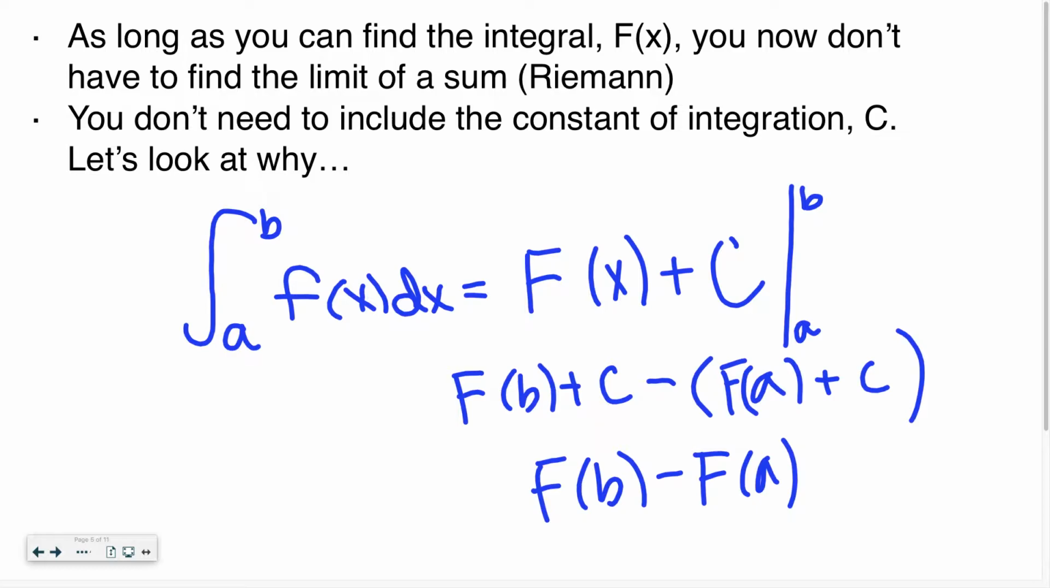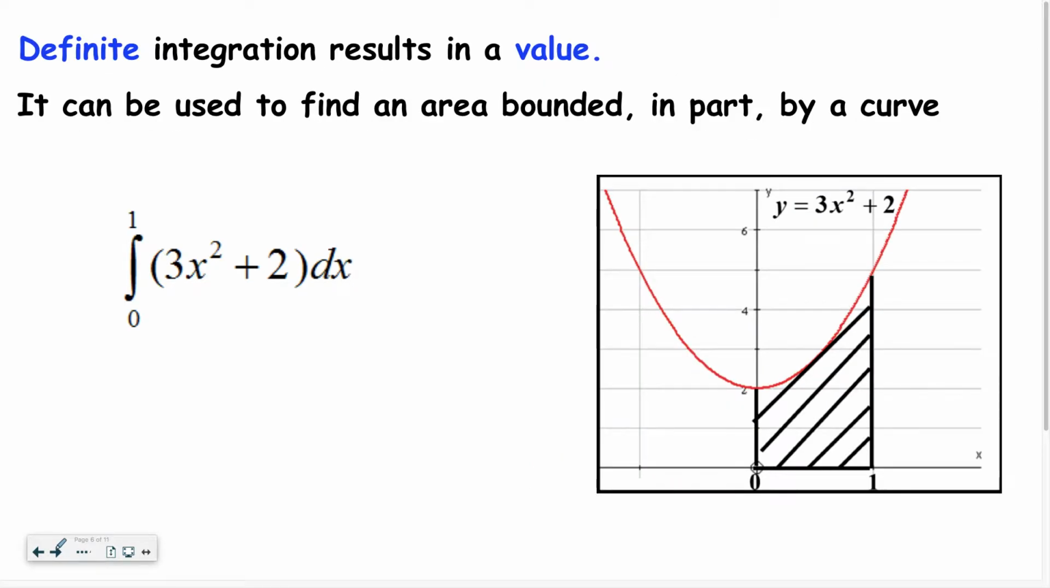So you don't have to write plus C when you take your antiderivative. That is what I'm telling you. On definite integrals. That quiz, are there any numbers on your integration sign? Then you need the plus C still for those. Okay? Write this down. Integral from 0 to 1 of 3x squared plus 2 dx.